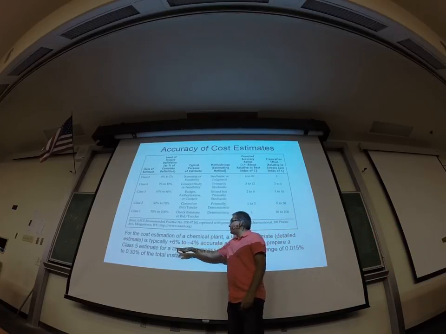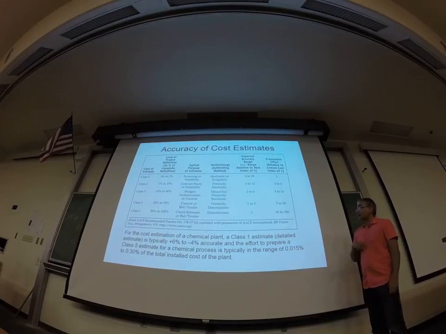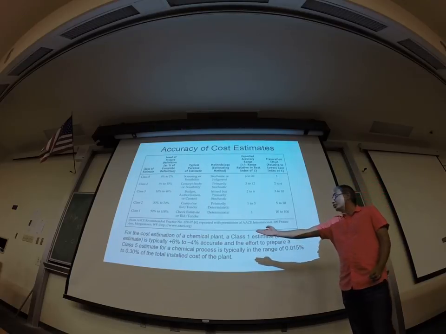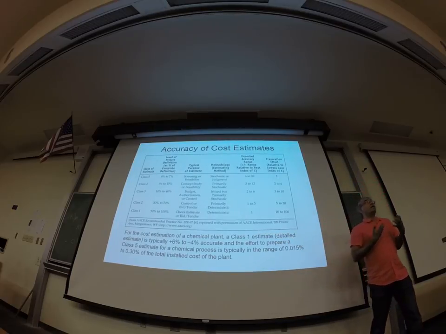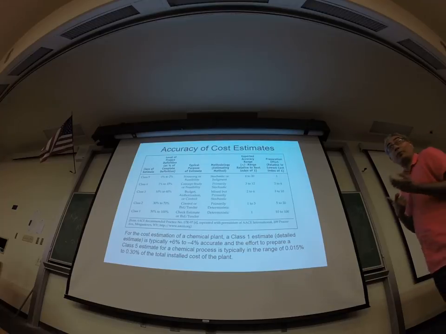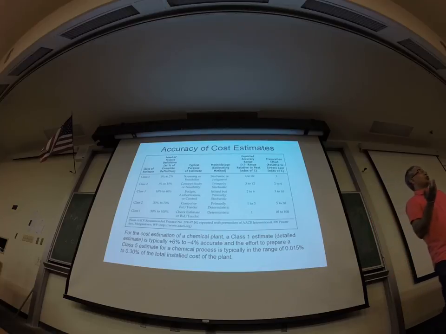A class 5 estimate for a chemical process is typically in the range of 0.015% to 0.3% of the total installed cost of the plant. So at the high range, 0.3% of the total plant cost is just in the estimate. You can see cost estimation is an expensive proposition. That's why for a lot of consulting companies, their entire job is just costing. Some of you, if you end up in design, will probably be doing costings.